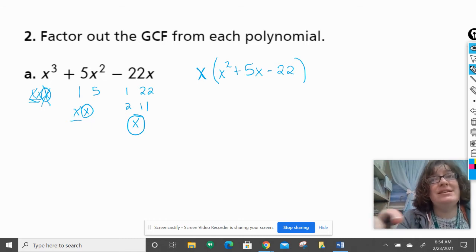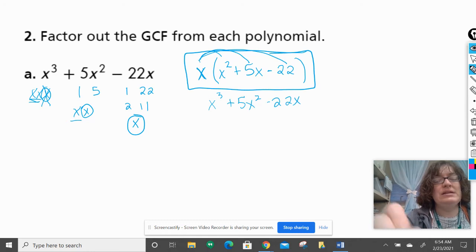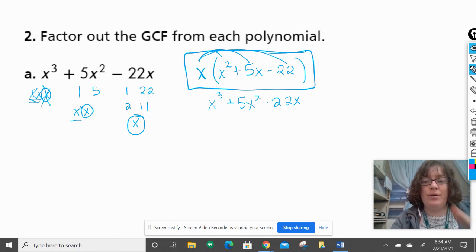Guys, the goal of this is, what should happen is if I now went and multiplied, I should get back to the same answer. So if I distributed this x in, I should get x to the third plus 5x squared minus 22x. That's my factored form, because I've pulled out what they have in common and showed what they have left over on the inside. Guys, factoring is just the opposite of multiplication.